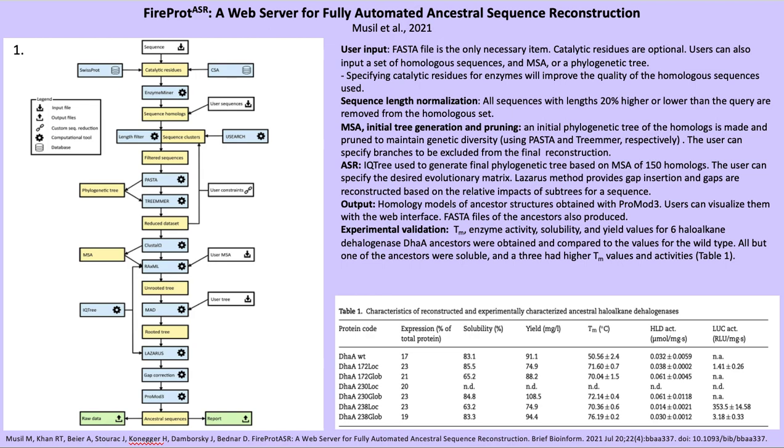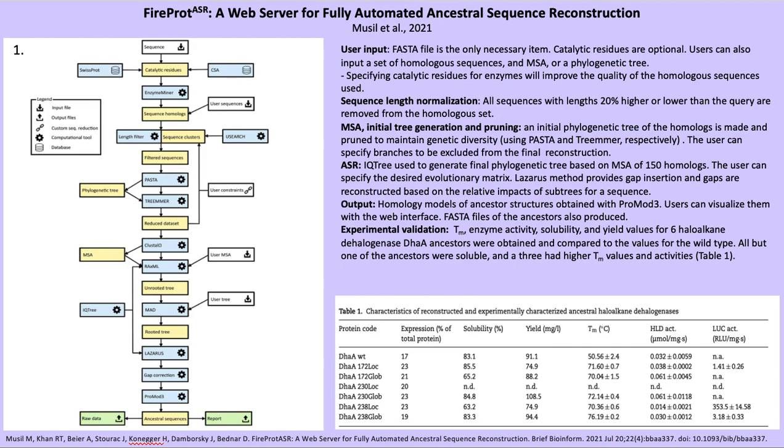And the authors validated this on haloalkane dehalogenase DhaA. They analyzed 6 ancestors for this protein and determined their Tm, midpoint of thermal denaturation, and solubility expression, and other parameters listed in Table 1.